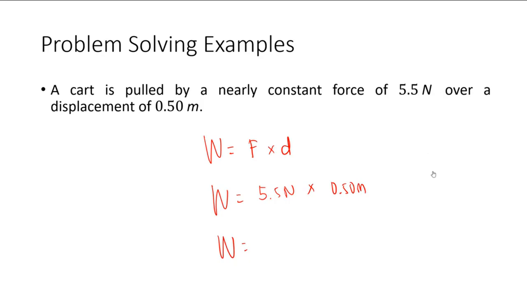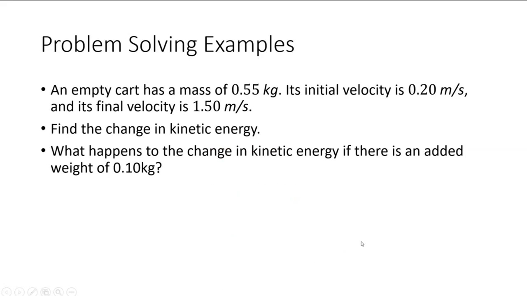Okay, let's have Sakweza. Sir, it's 2.75 joules. 2.75 newton meter. Or since newton meter is equal to joules, that means your work is equal to 2.75 joules. Okay? This means that there is 2.75 joules of energy transferred to the cart by the pulling force. Are we clear with that, guys? Can I get a thumbs up if this problem is clear? Okay. How about for this problem?